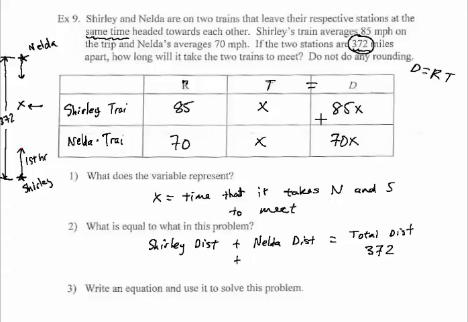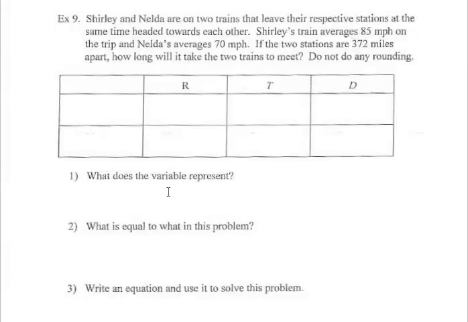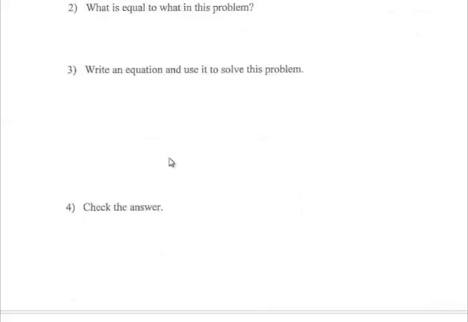Nelda's distance is right here in the D column. It's 70x. And then Shirley's is 85x. So here we have, if we bring the equal sign down, the equation that we need to solve the problem. Alright, so write an equation and use it to solve the problem.